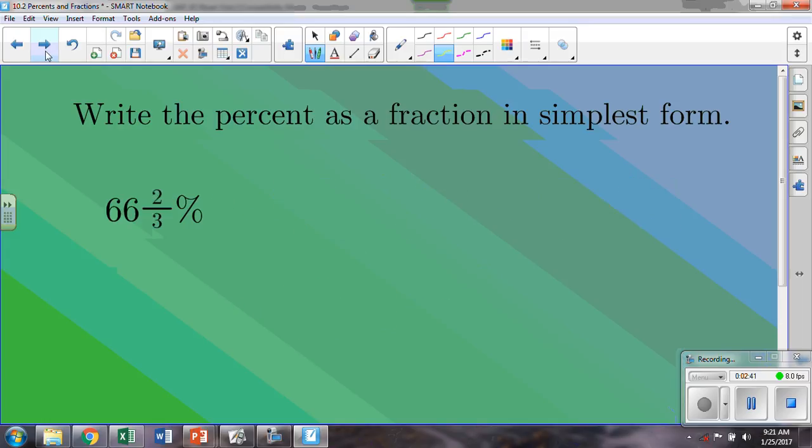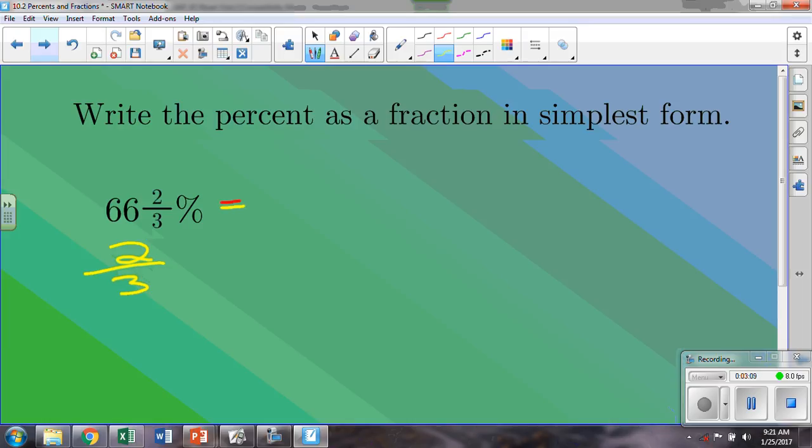66 2/3 of a percent. Well, this is one that I'm just going to point out. I'm going to go through and show you how to do it, but ultimately this is one that's so common, and the work is kind of so weird, it really is easier if you simply remember this as the fraction 2/3. Memorizing it is easier than doing all the arithmetic to get there. I'll still show you how to do it, but frankly, you'll save time by memorizing it.